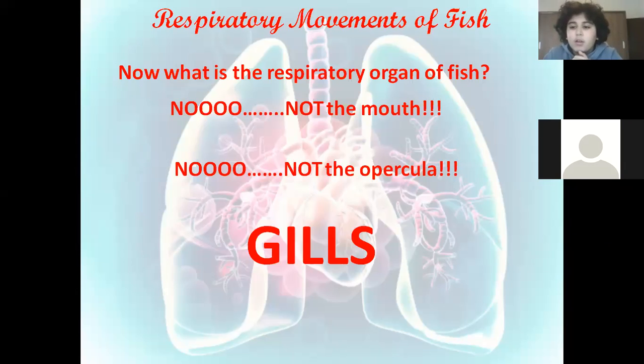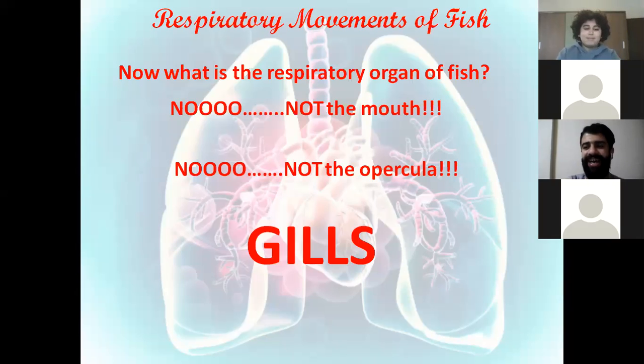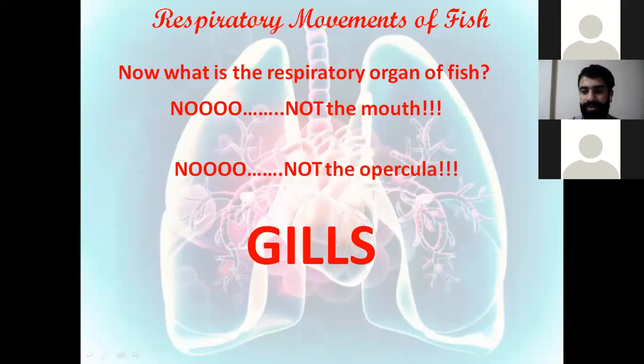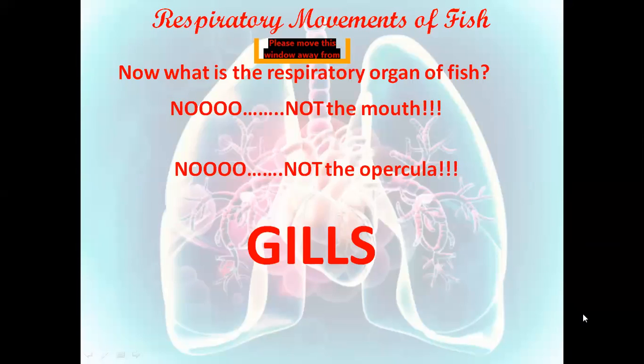The trachea. Trachea, very good. And where? In insects, very good. So here we have 3 organs. Thank you, Adam, and thank you, Lamar. So we have 3 organs. We have the trachea in insects, lungs in mammals, and we have the gills in fish.